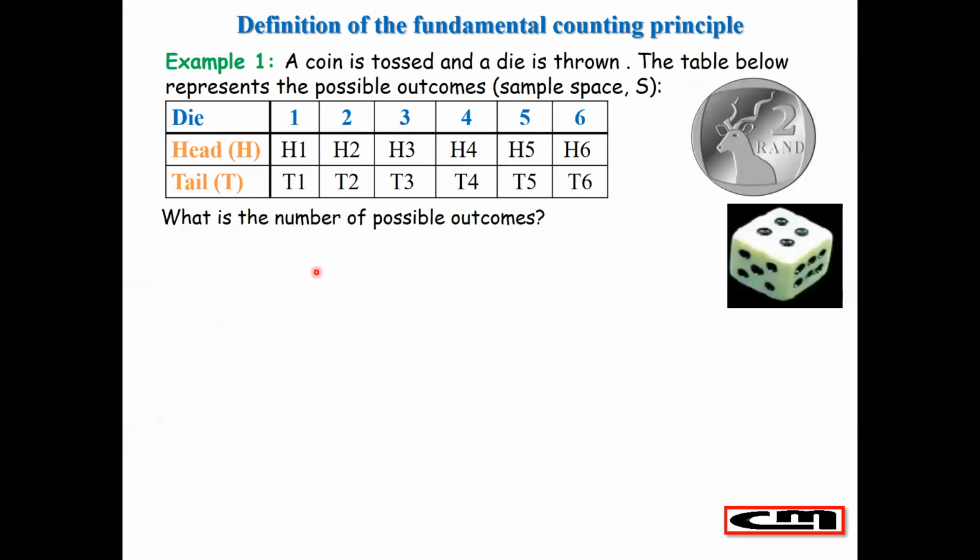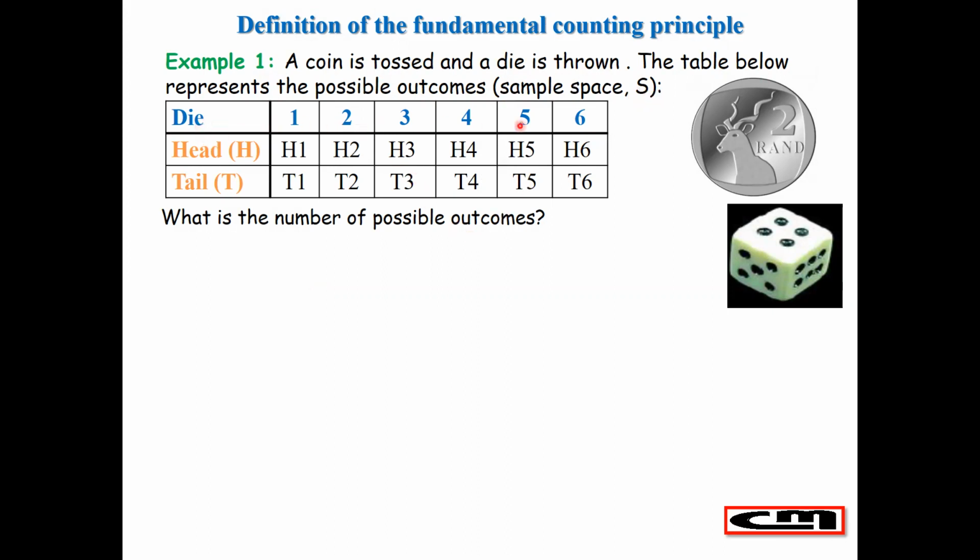Let us now define the fundamental counting principle. I have this example 1. A coin is tossed and a die is thrown. The table below represents the possible outcomes. That is the sample space represented by S.